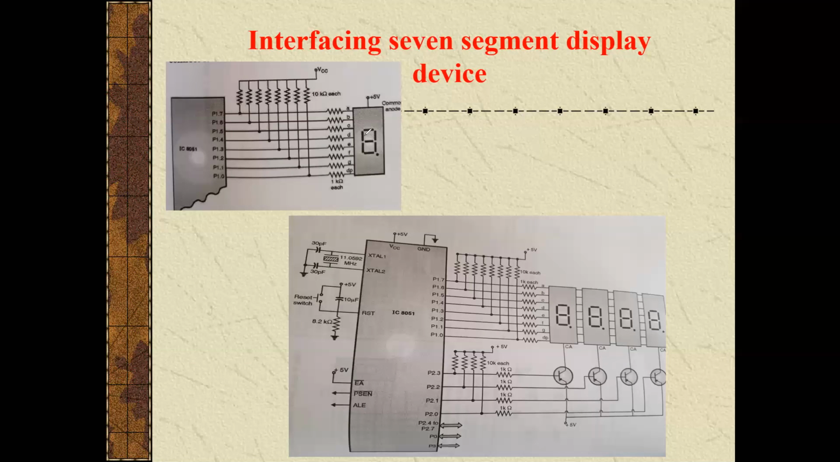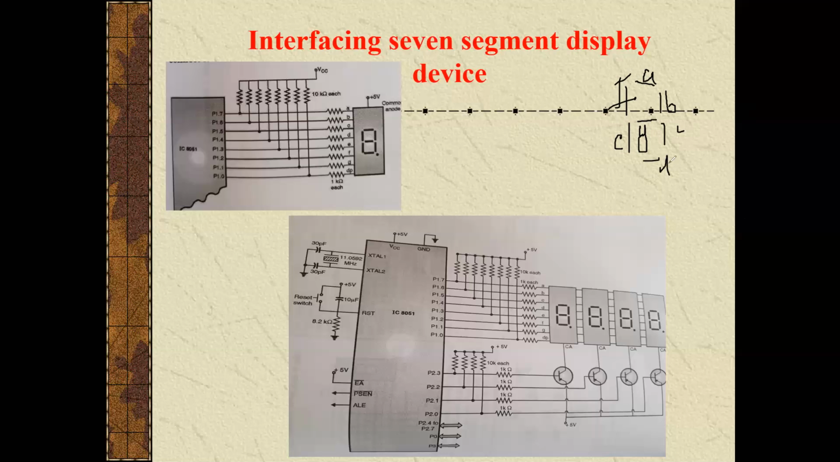There are two types of 7-segment displays available. This is the form of a common anode 7-segment display. After interfacing the display to the 8051 microcontroller, if we glow all the LEDs, what digit will be displayed here? Digit 8 will be displayed. The name of each LED will be assigned like that: A, B, C, D, E, F, G.